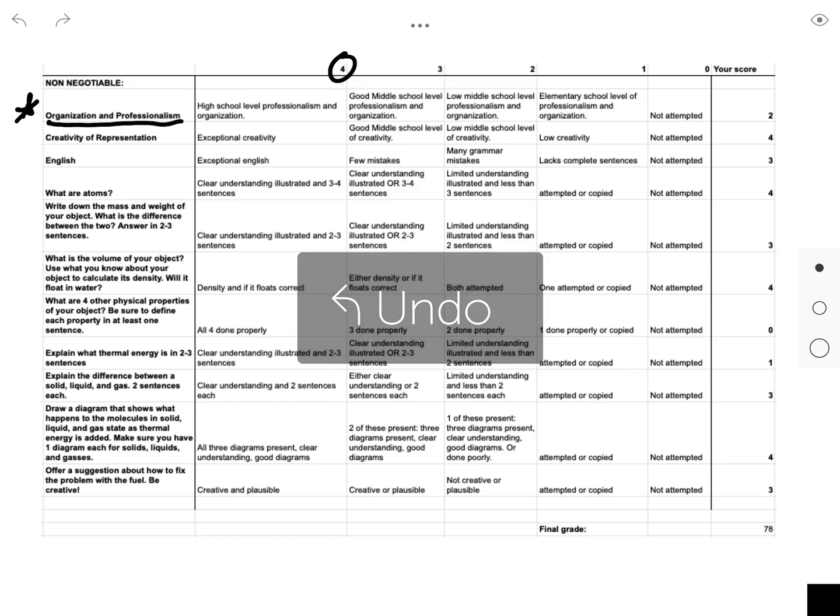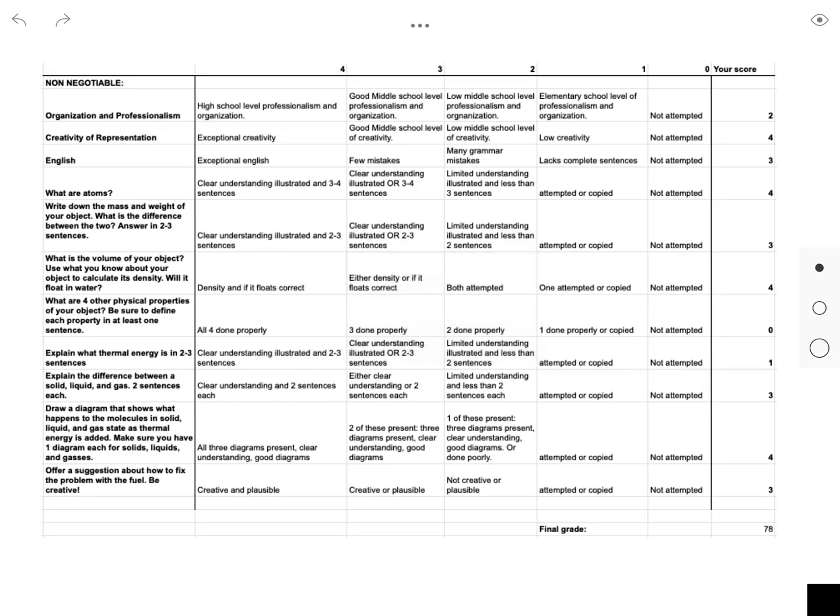I do lots of random little things with my pencil. Okay, so next you have creativity of representation, so that's the drawing for project 1. If you have exceptional creativity, you get a 4. Good middle school level, you get a 3. Low middle school level, a 2. Low creativity at all, you get a 1. And if you just don't even do the drawing or whatever, you get a 0. The student got a 4, so they had really good exceptional creativity, which is awesome.